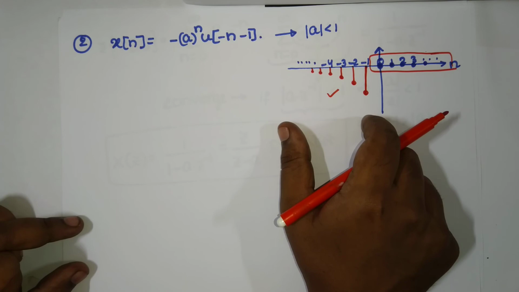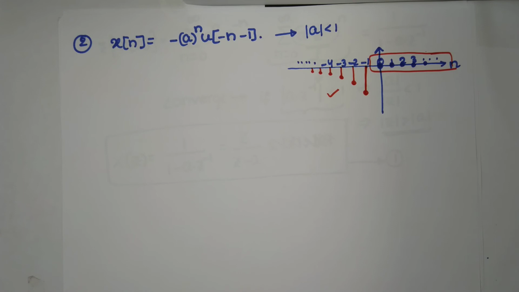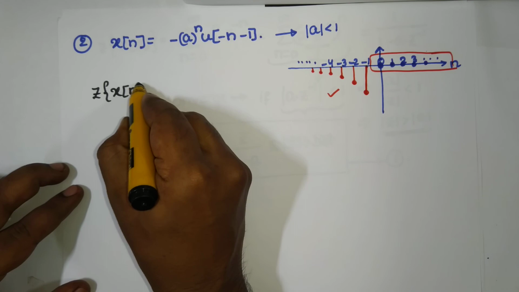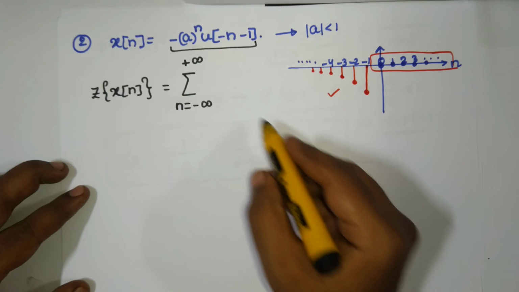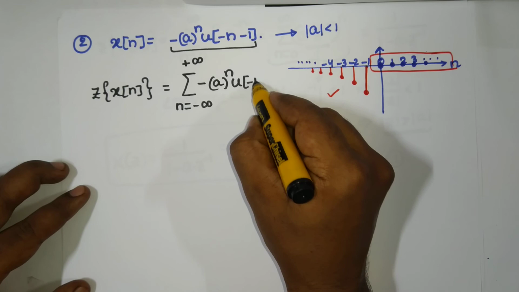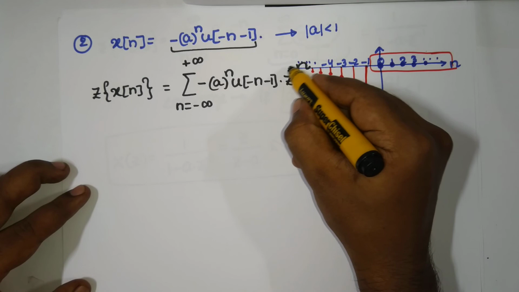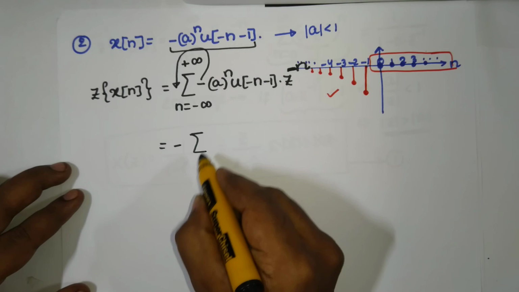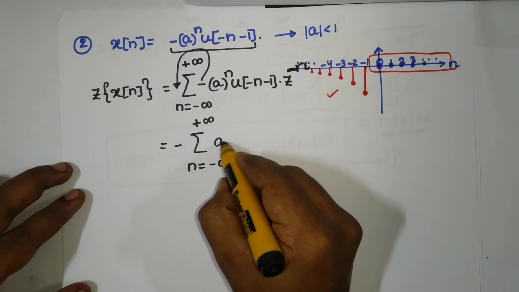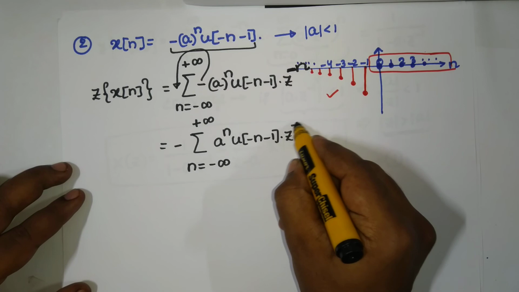Now for this case, let me find its Z transformation. The Z transformation of x of n is the sum from n equal to minus infinity to plus infinity. Plugging in x of n, we have minus a power n, u of minus n minus 1, multiplied by z power minus n. This is the basic definition, right? Now I can bring this minus outside the summation.